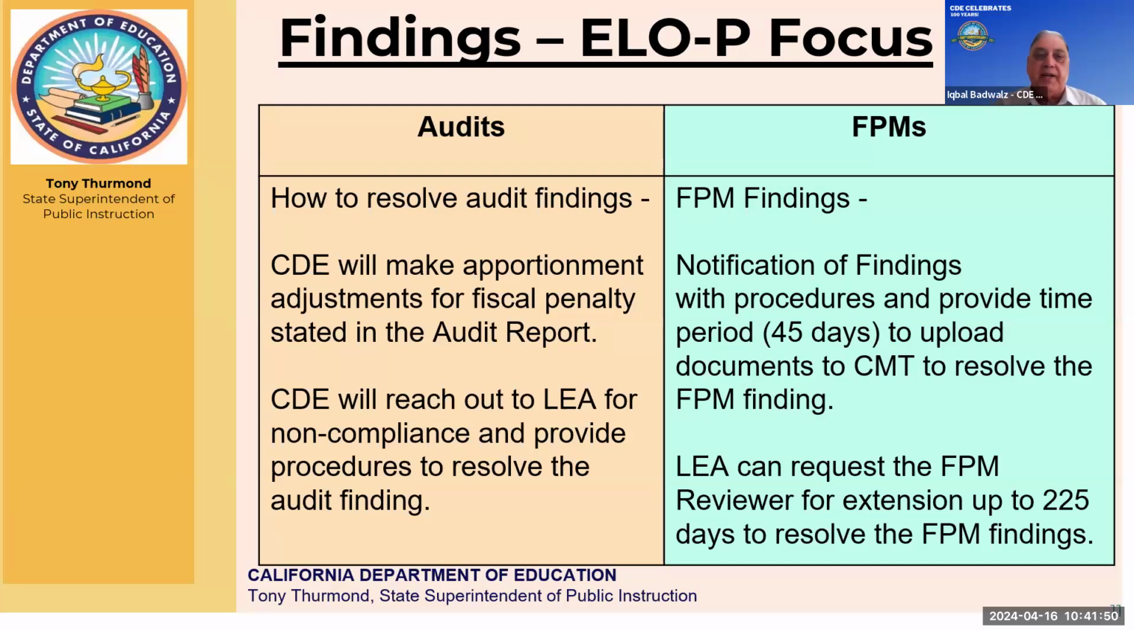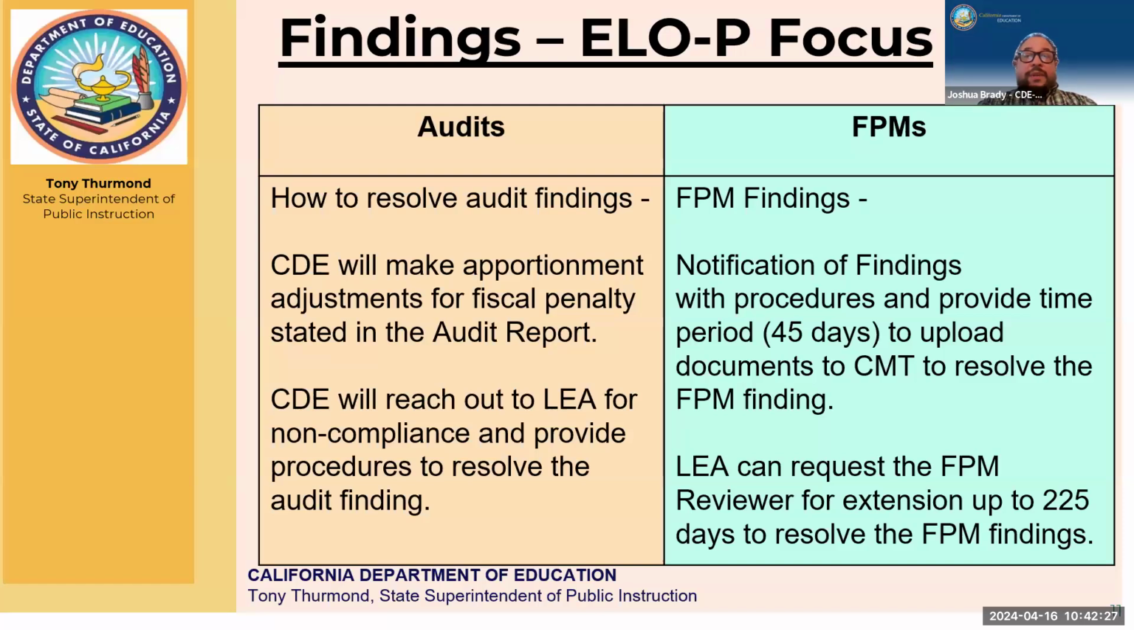Now, how to resolve audit findings? Like I mentioned earlier, there'll be two kinds of findings. One would be with fiscal penalty, in which case CDE's School Fiscal Services Division will make an apportionment adjustment for the fiscal penalty stated in the audit report. And the second one would be non-compliance audit findings, which will not have any fiscal impact, and we will reach out to the LEA and suggest ways to resolve those audit findings. So please be responsive so that we can work together as a team to get these findings resolved.